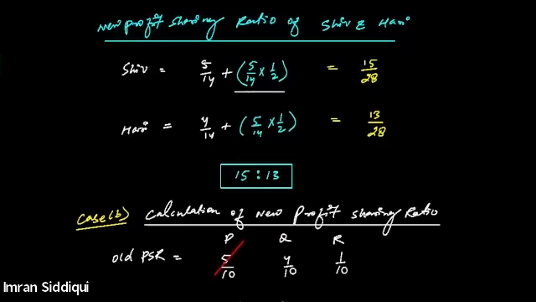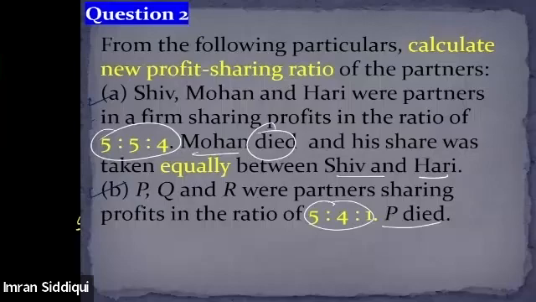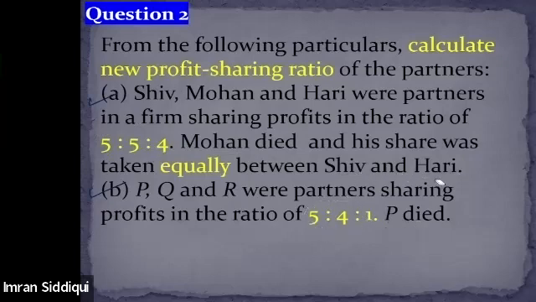Yes, sir. See, that is what the question was saying. It is written here in the question. Let me highlight that, just a moment. It says that Mohan died. First of all, Mohan's share was 5 by 14. Is that correct? Mohan's share was 5 by 14. Now what the question is saying is that his share was taken equally between Shiv and Hari. So how will you divide Mohan's share equally between Shiv and Hari?